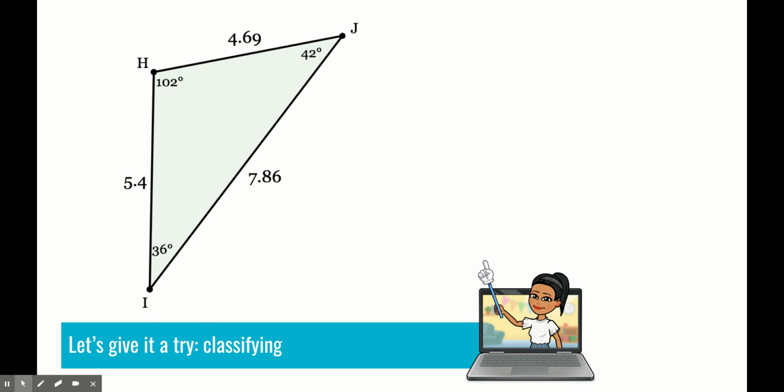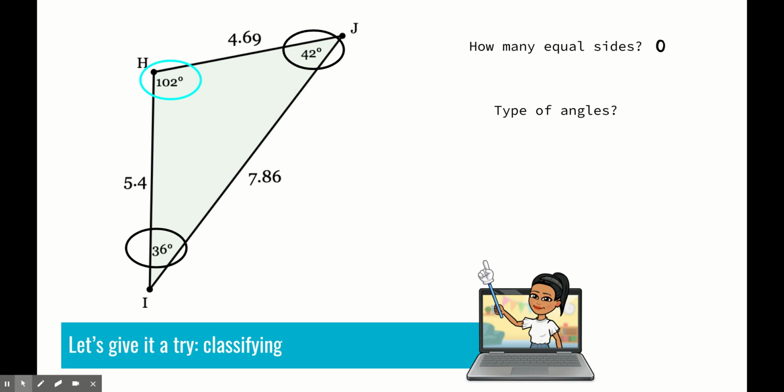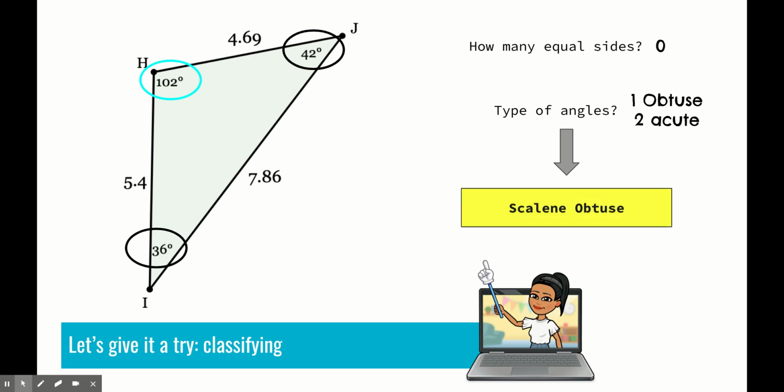And lastly, we have this triangle and we think about how many equal sides it has. We notice that it has no equal sides. Now, thinking of what type of angles this has, take a moment. We notice that there is one obtuse, one that is greater than 90, and two acute. So remember, in our classifications, what descriptor do we use for having no equal sides? What type of triangle has no equal sides? And then what triangle just has one obtuse angle in it? Okay, that would be a scalene obtuse.